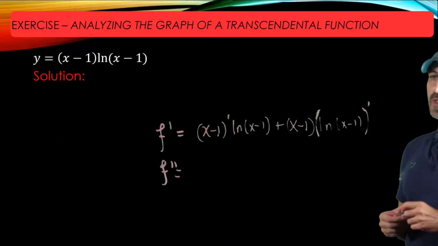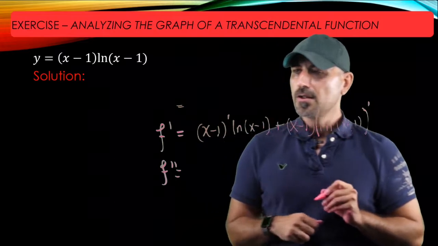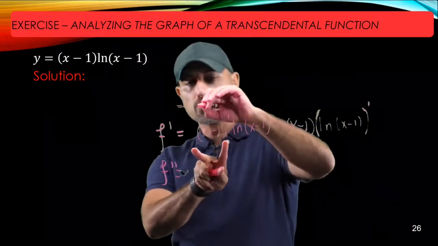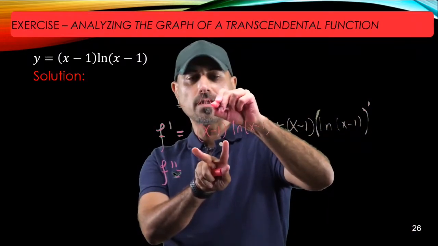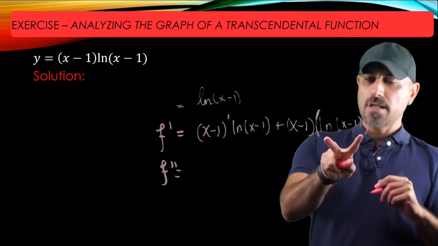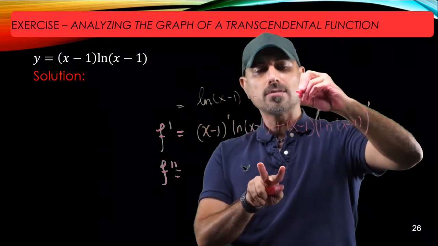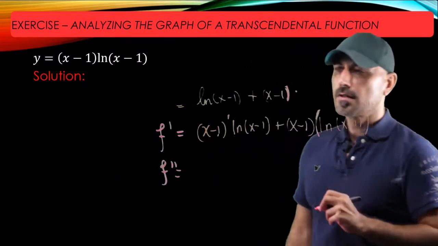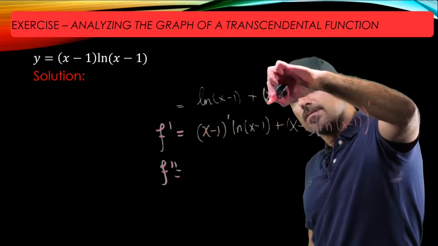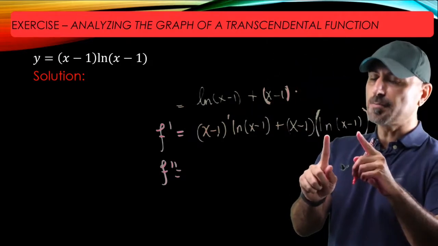And we can just go ahead and use the differentiation rules. Well, let me just continue from here. So x minus 1 has a derivative 1, so 1 times ln(x minus 1) is ln(x minus 1). And then x minus 1 here, and times the derivative of ln(x minus 1).